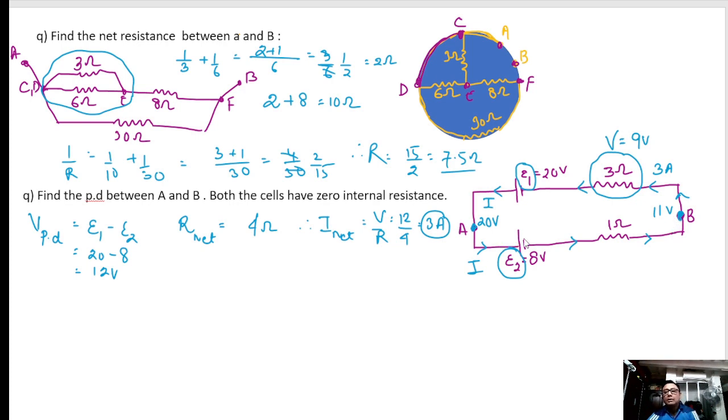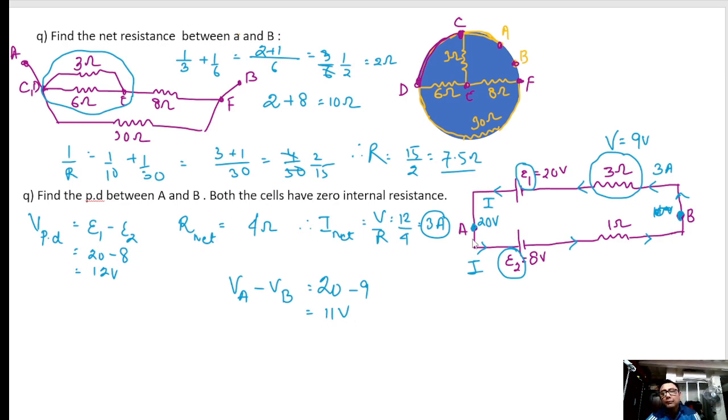Right? So that means VA minus VB will come how much? It will be 20 minus 9, which is 11 volt.